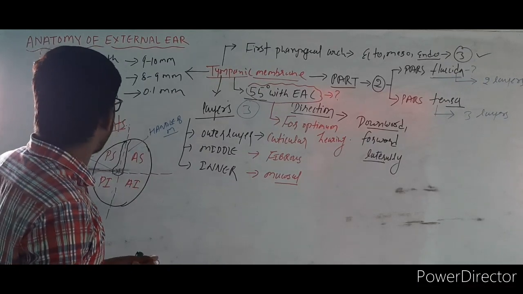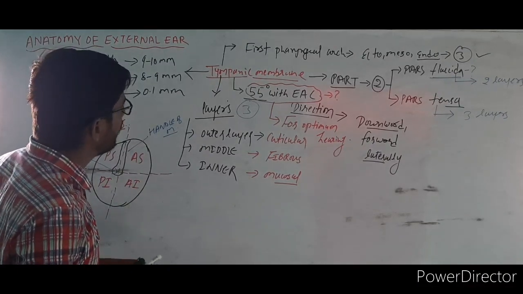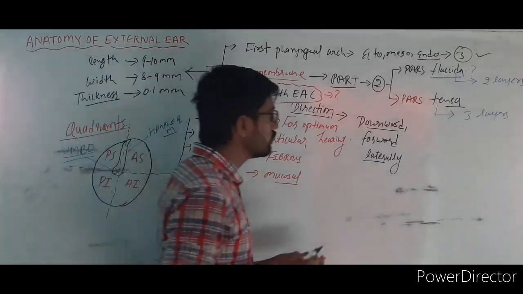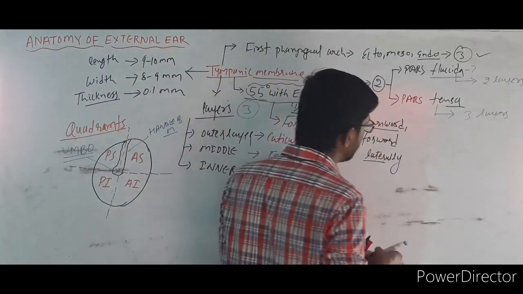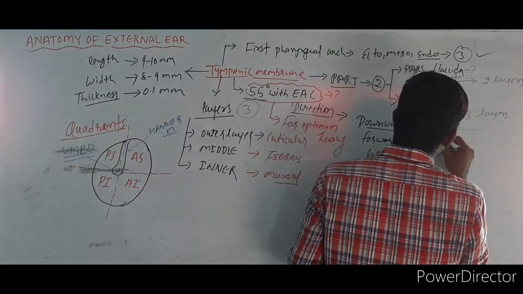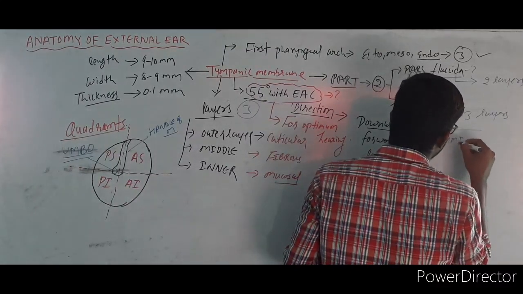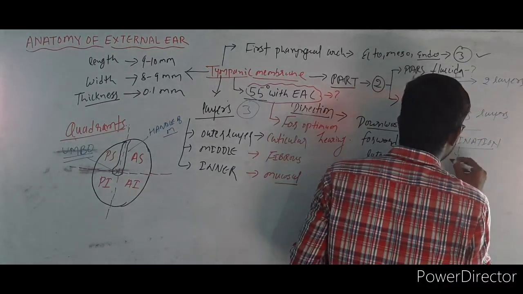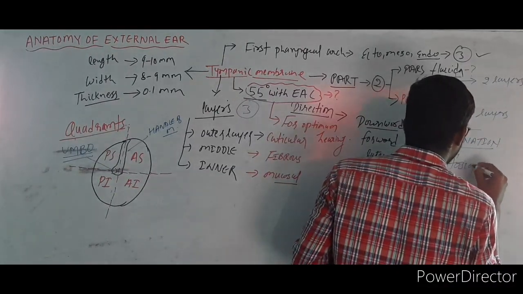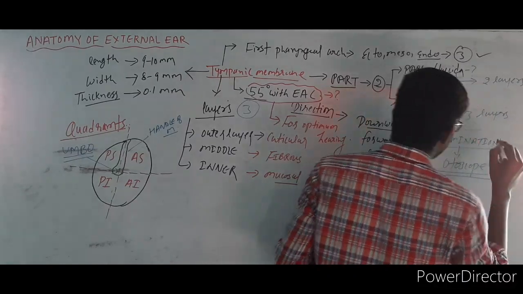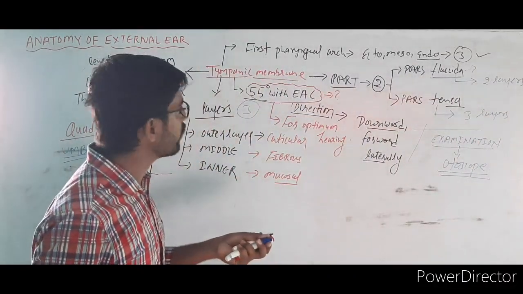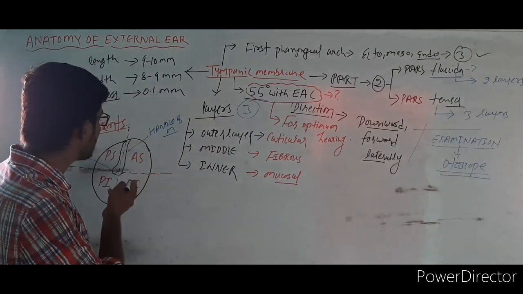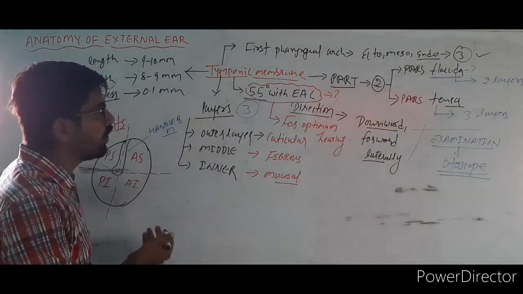Now, this has four quadrants and all. If you want to examine the tympanic membrane, what will we use? We will use an otoscope. The examination has to be done with the help of an otoscope. Then you can see the tympanic membrane, the lateral process of the malleus, the handle of the malleus, the umbo, everything will be seen.